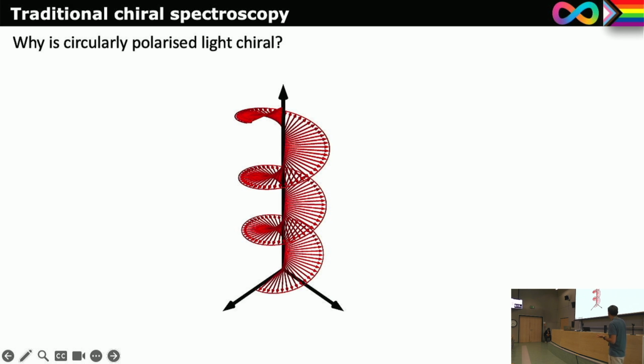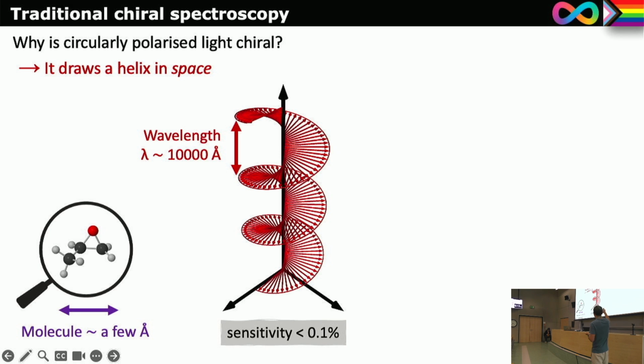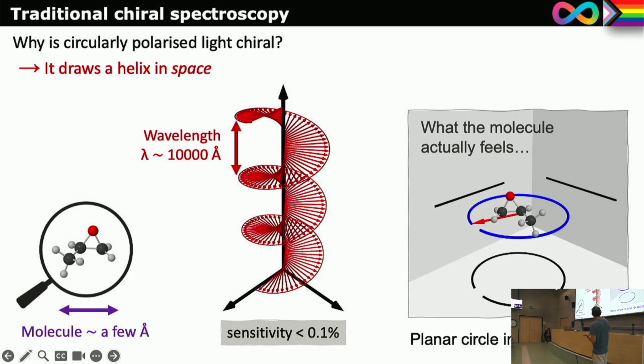And as Andres explained, circularly polarized light is chiral because it makes a helix in space, but the pitch of this helix is orders of magnitude larger than the molecules. So the molecules don't feel this helix. What the molecules actually feel is the local polarization of the electric field vector in one point in space. And this makes a circle, not a helix. And circles are not chiral. So if you want to get chiral effects from this field, you need to go beyond the electric dipole approximation. You need to include magnetic effects. And as Andres explained, these effects are very, very weak and are not balanced. And this is the reason we have such small sensitivity.